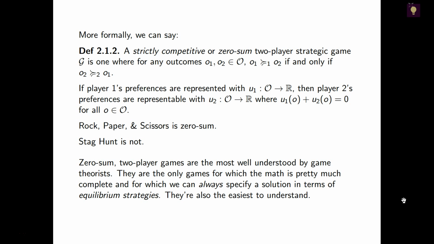If we think about a matrix, in each block of our matrix, the utilities for player 1 and player 2 are going to sum to 0. Rock, paper, scissors is a zero-sum game. Stag Hunt is not. Zero-sum two-player games are the most well-understood games by game theorists. They are the only games for which the math is pretty much complete and for which we can always specify a solution in terms of equilibrium strategies. They're also the easiest to understand, so that's where we're going to start.